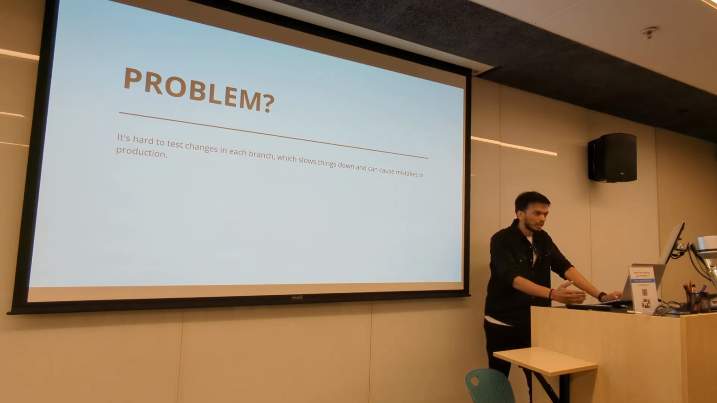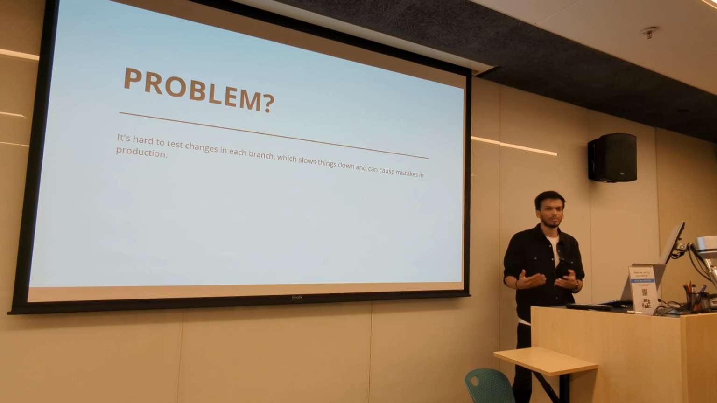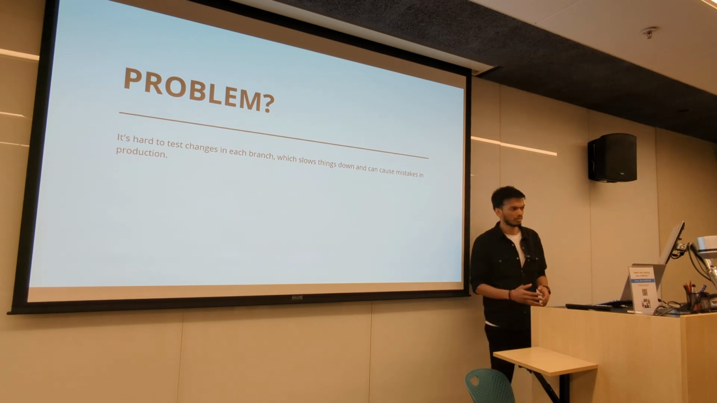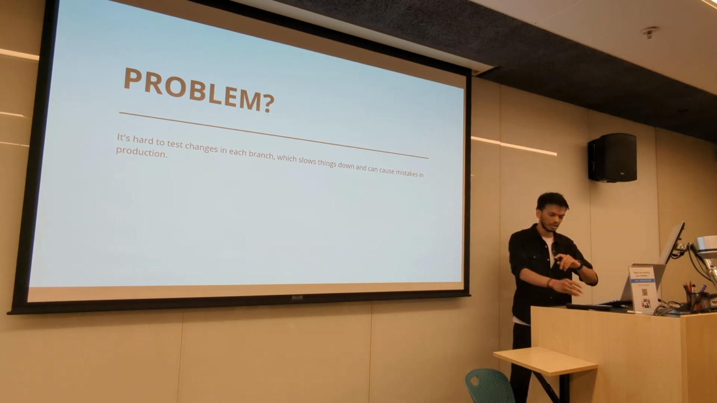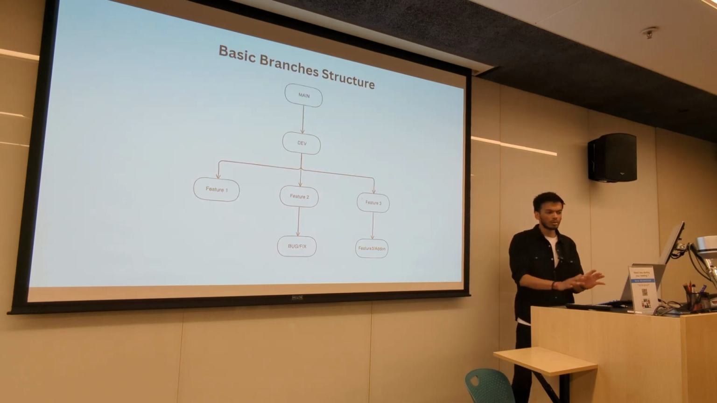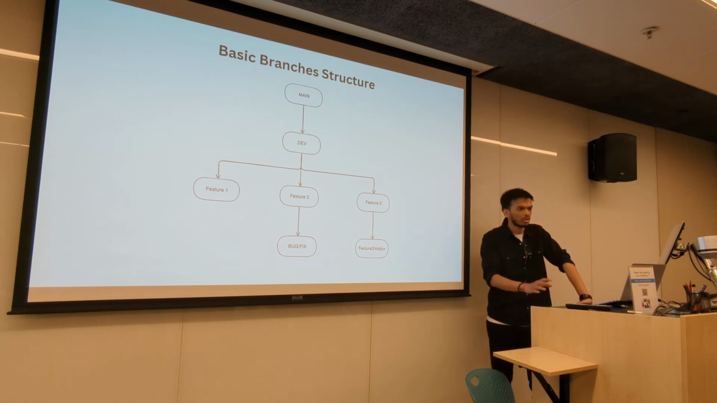The problem statement is that it is hard to test changes in every branch, every GitHub repository branch, which slows things down and can cause mistakes in production. What does this problem statement mean? I'll elaborate later, but I'll show you how a basic branch structure looks like in any organization, right?